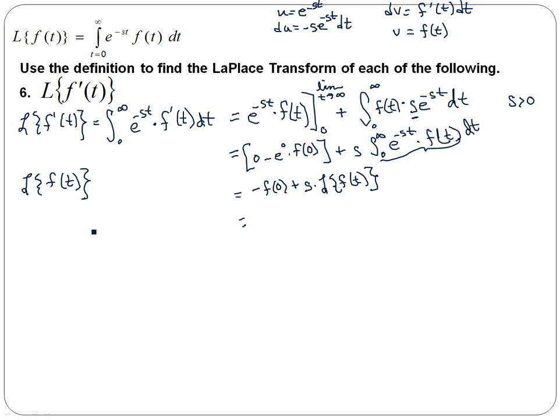So I'm going to call this capital F of s. And so I can rewrite this Laplace of f of t as capital F of s. And this usually shows up as s F of s minus f of 0 is the Laplace of f prime of t.